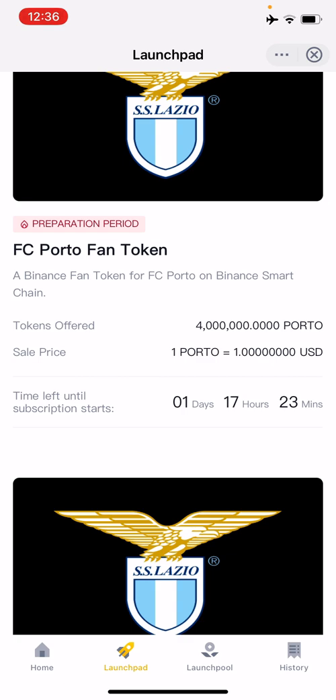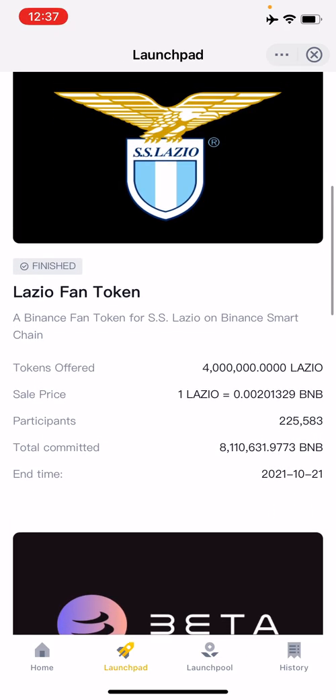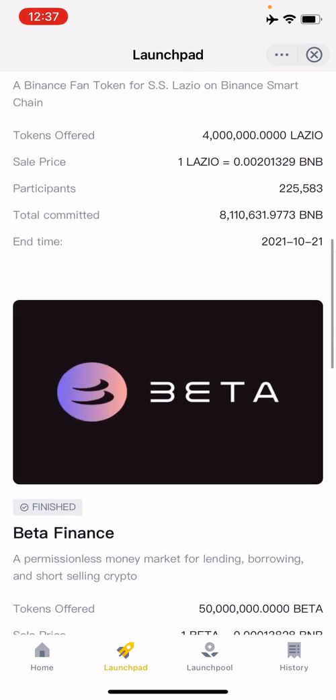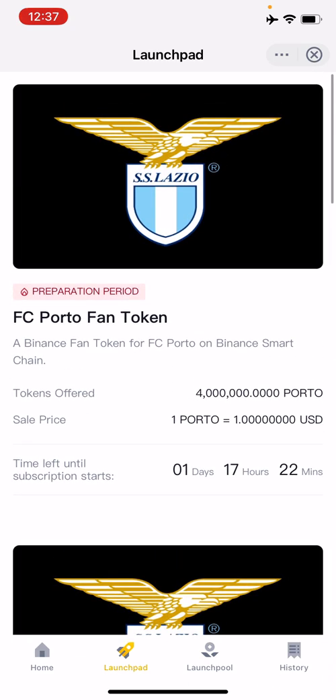So if you want to grab your BNB, you should grab your BNB now, because when it's left with a few hours for this to start, for them to initiate the calculation period and all that, you would see that the BNB price is actually going up. So this is the Launchpad sales section where you have to buy with your BNB, and the price is 1 Porto to 1 USD.